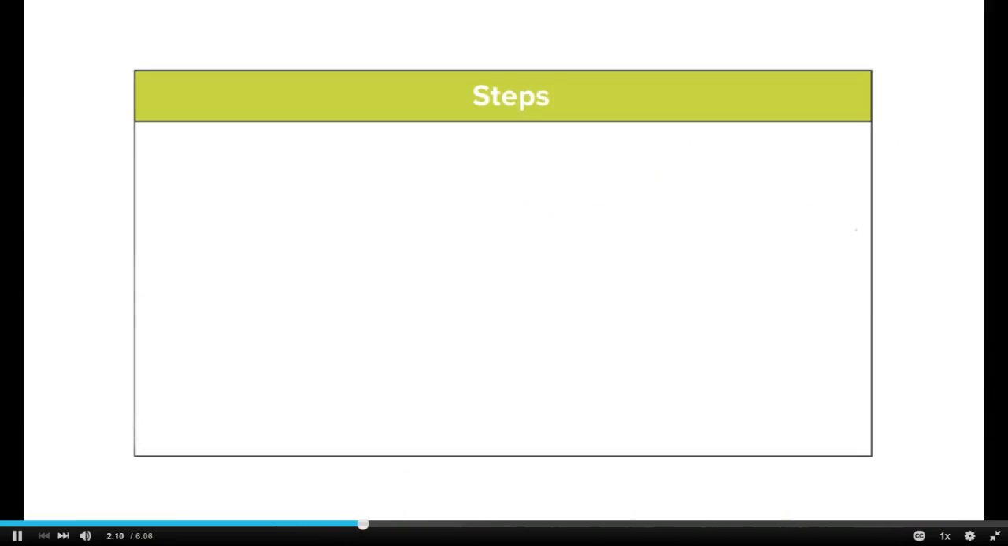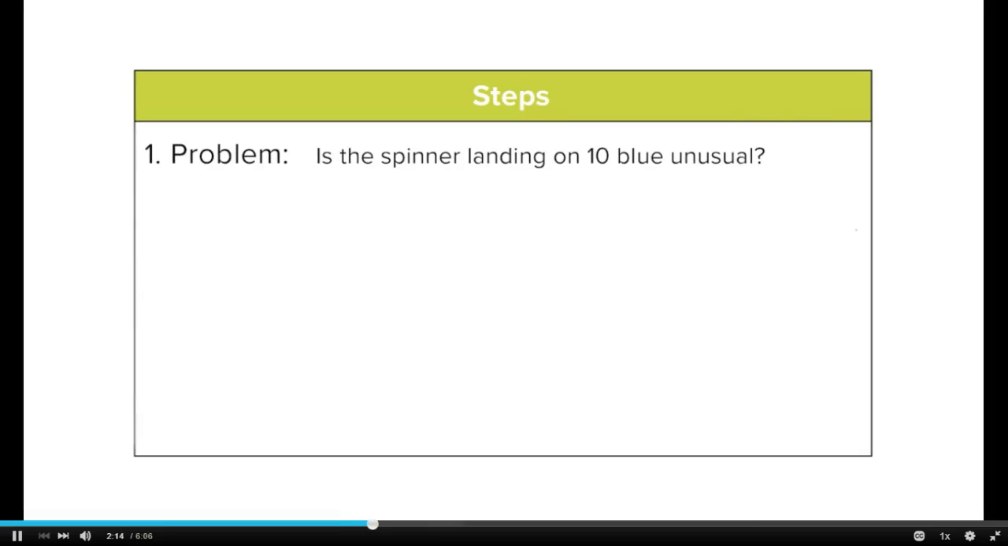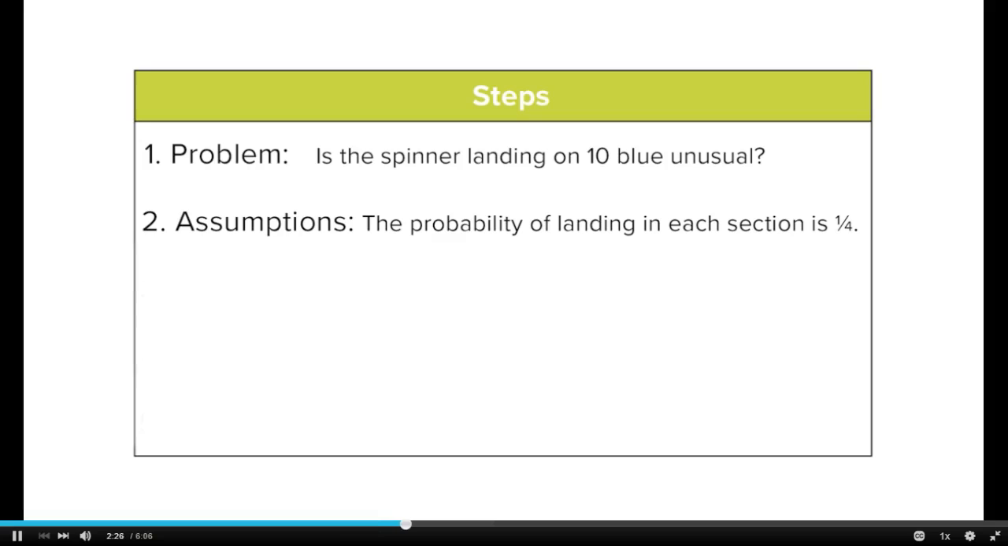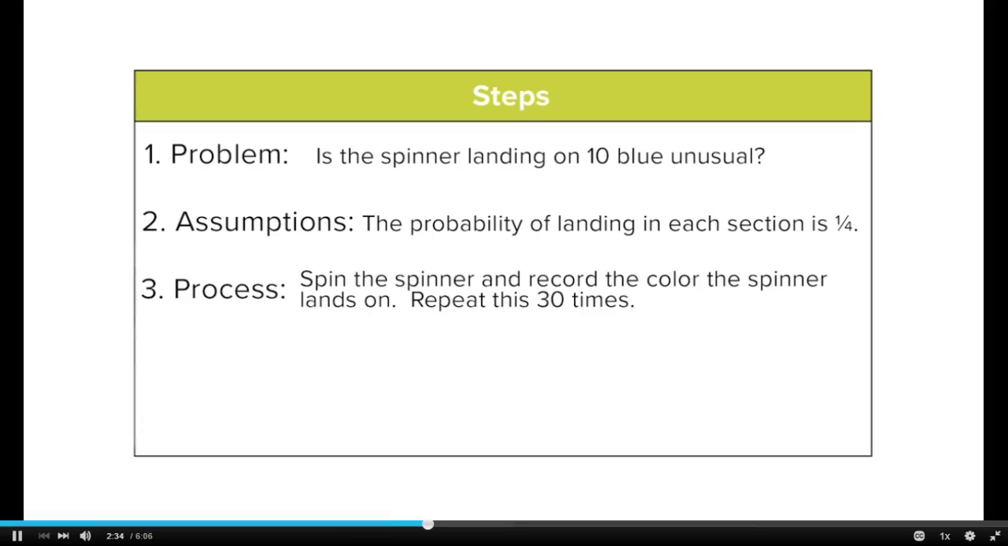The steps in a simulation procedure involve: 1. Describing the problem. Is the spinner landing on blue 10 times unusual? What is the range of numbers you would expect to see, given that you have a fair spinner? 2. Identify any assumptions. The probability of landing on each section is 1/4, since each spin is independent of each other spin. 3. Describe your process for obtaining results.